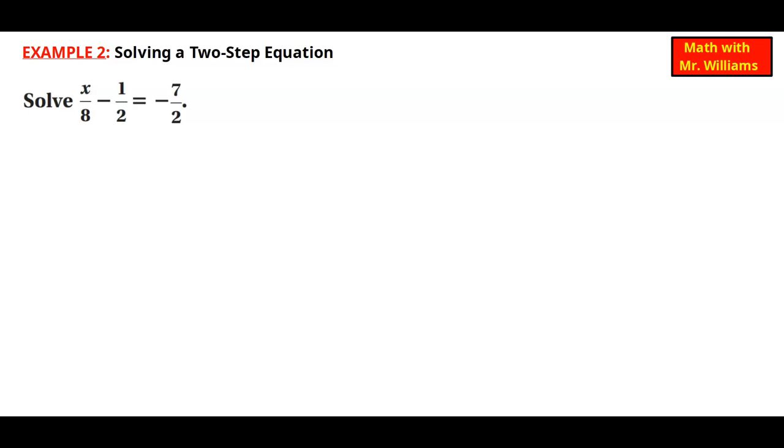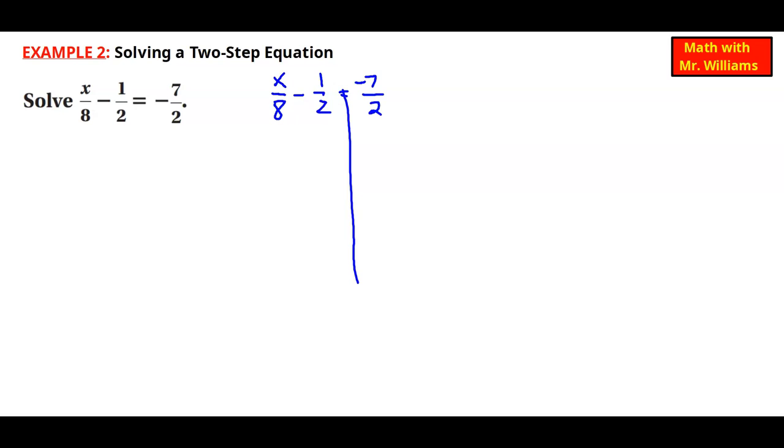Math with Mr. Williams, example 2, solving a two-step equation. Solve x over 8 minus 1/2 equals negative 7 over 2. All right, so let's go ahead and write down this equation. I'm going to draw my line of equality through the equal sign. I'm going to look for my constants. In this case, I have the 1/2 and I have the negative 7 over 2.